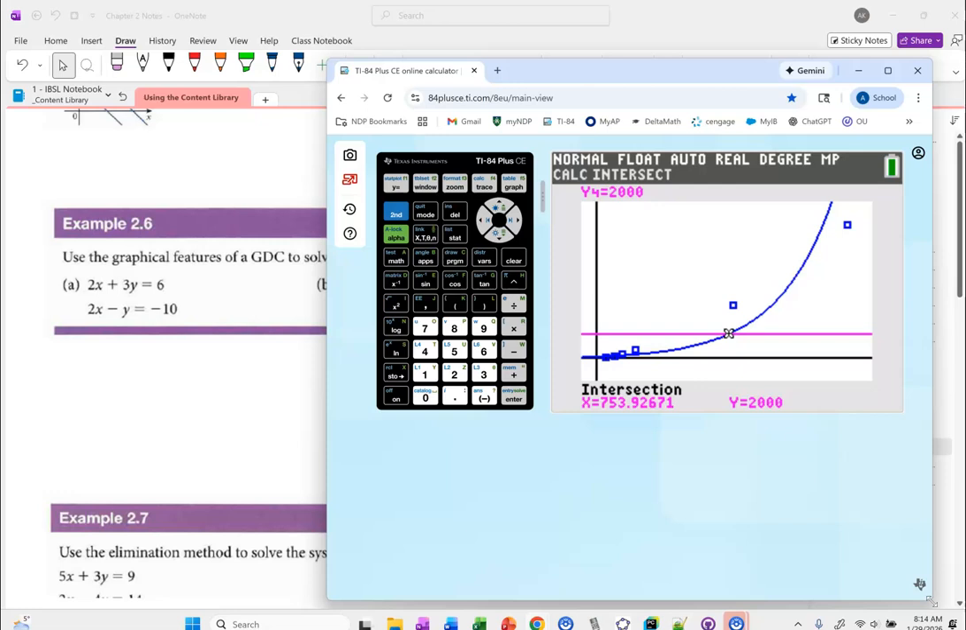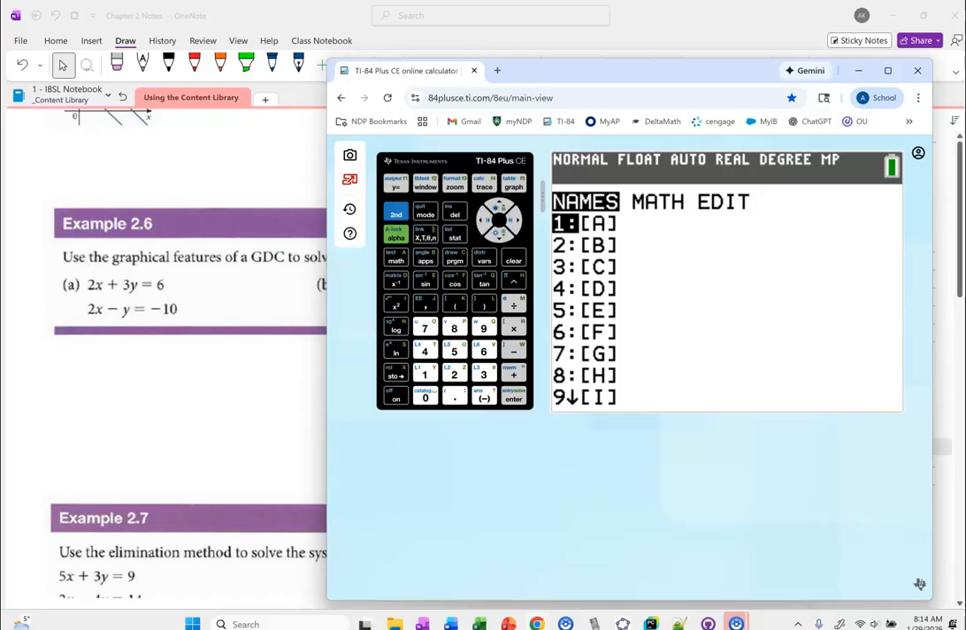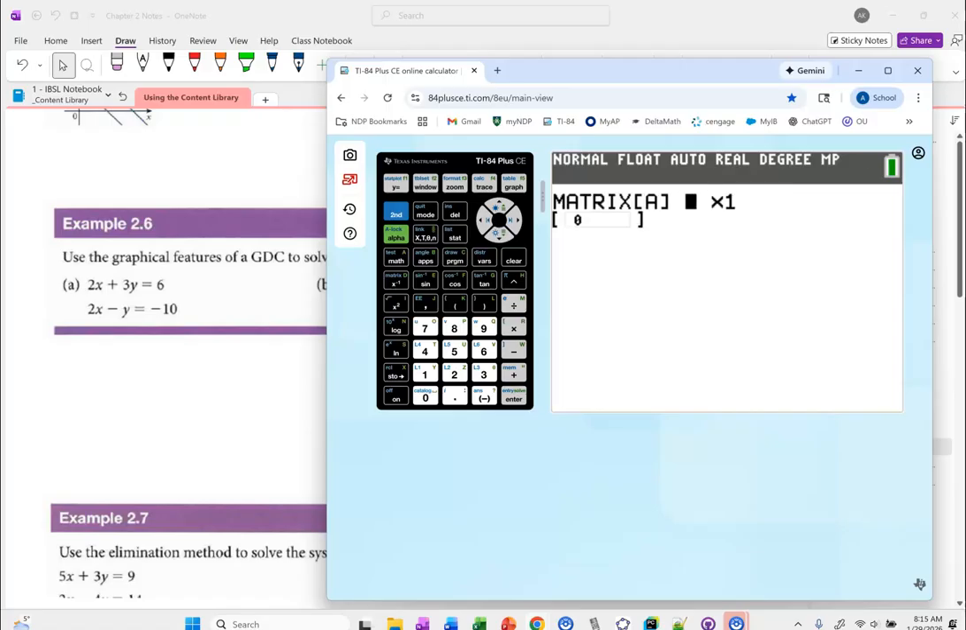So I'm going to type that into a matrix. I'm going to press second and the matrix button on my calculator. I'm going to scroll over to the edit tab. I'm going to pick one of my matrices to use. I'm just going to use matrix A. As I said earlier, this is a 2x3 matrix, so it's rows first. I have 2 rows because I have 2 equations. And then the second component is the columns. I'm going to have 3 columns because I have a column for x, y, and solution.